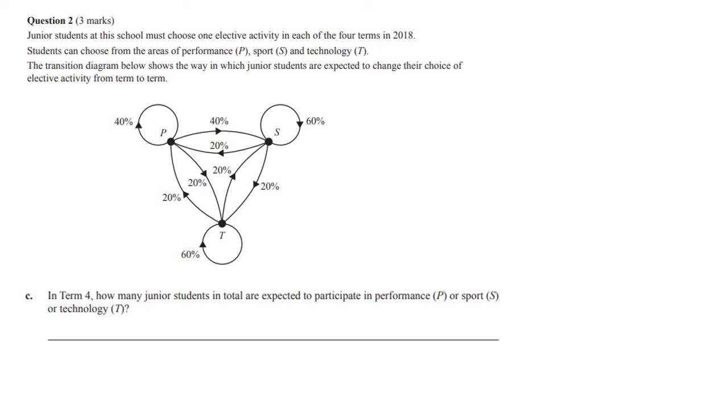So we had 300 people here, yes? We had 240 people here, and we had 210 people here. That gives me a total of 750. It says in term 4, but we don't need to worry about that. It says how many students are expected to participate in total. Well, 750. We haven't created or destroyed students. If I read from the examiner's report, it says this question did not require any working if students realized that the original population of 750 remained unchanged throughout the transition process.